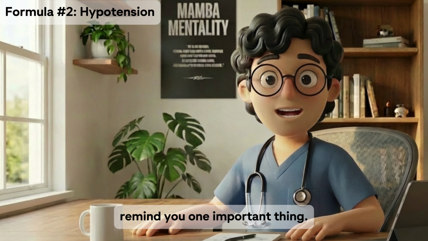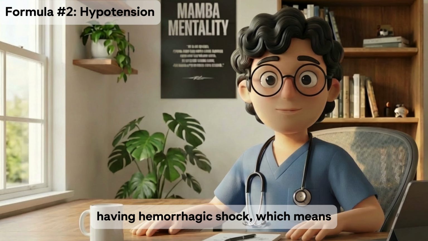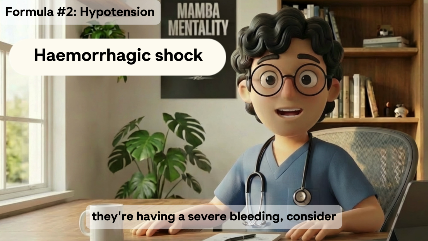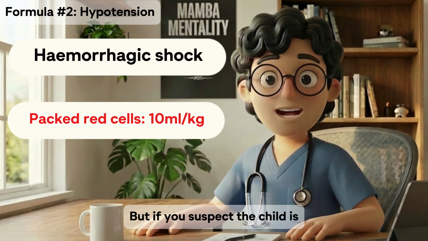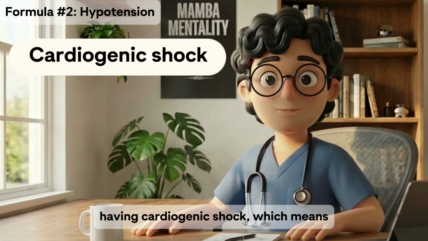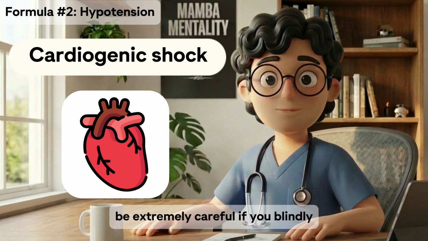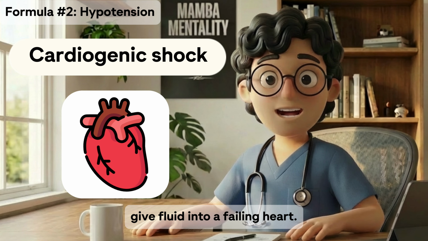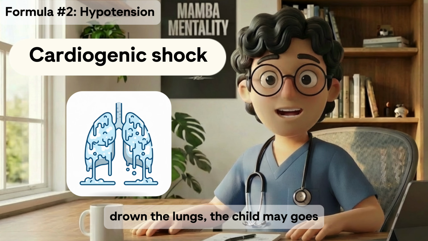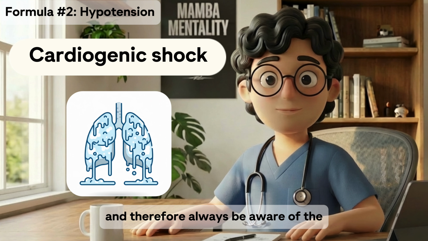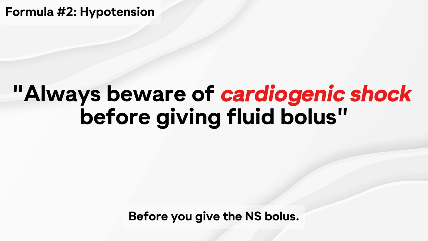Here, I need to remind you of one important thing, the causes of shock. If you're suspecting the child is having hemorrhagic shock, which means they're having severe bleeding, consider giving packed red blood cells at 10 ml per kilo. But if you suspect the child is having cardiogenic shock, which means the hypotension or the shock is due to a heart problem, you must be extremely careful. If you blindly give fluid into a failing heart, you will cause pulmonary edema and drown the lungs. The child may go into severe difficulty in breathing. And therefore, always be aware of the possibility of cardiogenic shock before you give the NS bolus.